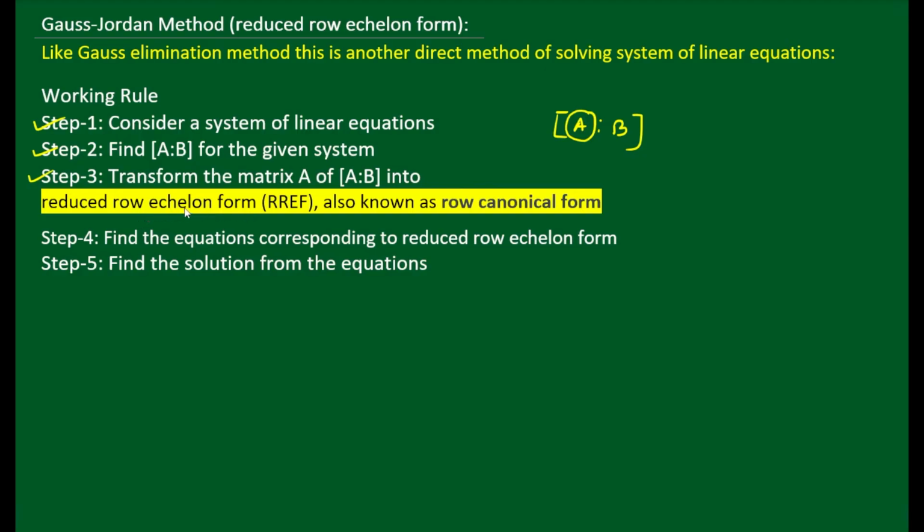Only this particular matrix A, we have to convert to reduced row echelon form. We know echelon form. Then what is reduced row echelon form, which we know as canonical or normal form? We saw it in normal form. That means we have to make this matrix an identity matrix, where all the diagonal elements will be 1 and the other elements will be 0. This is also called row canonical form.